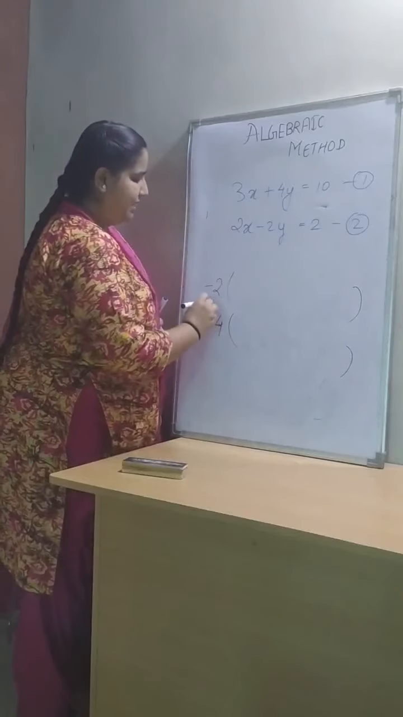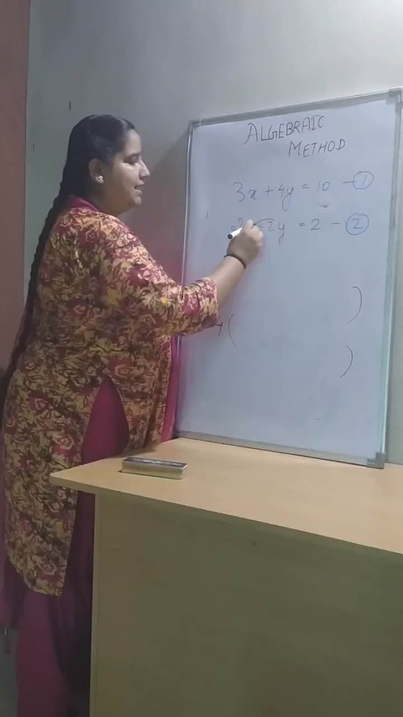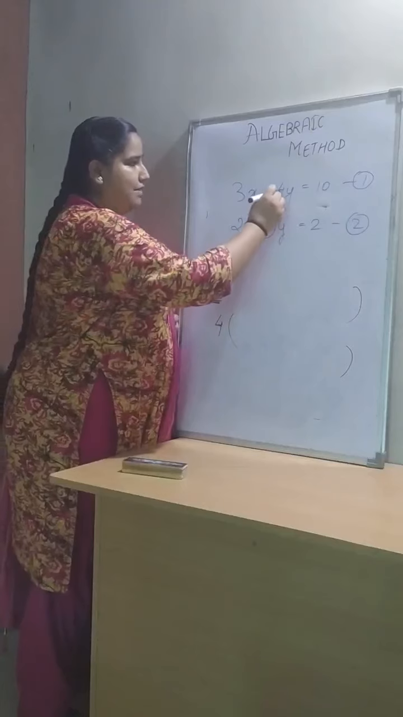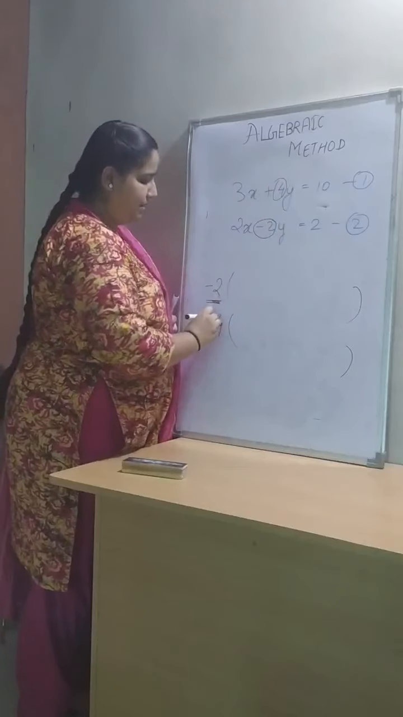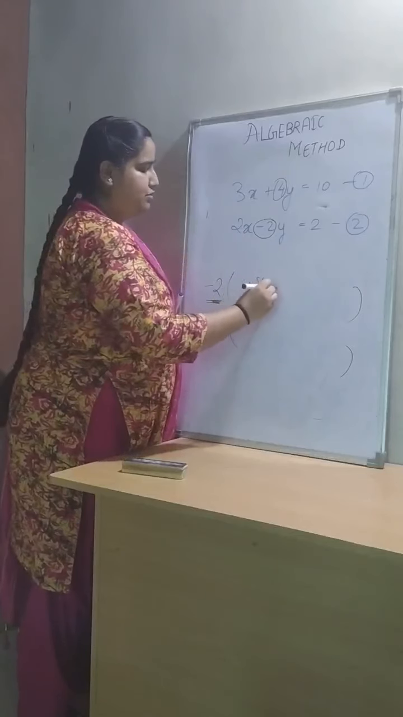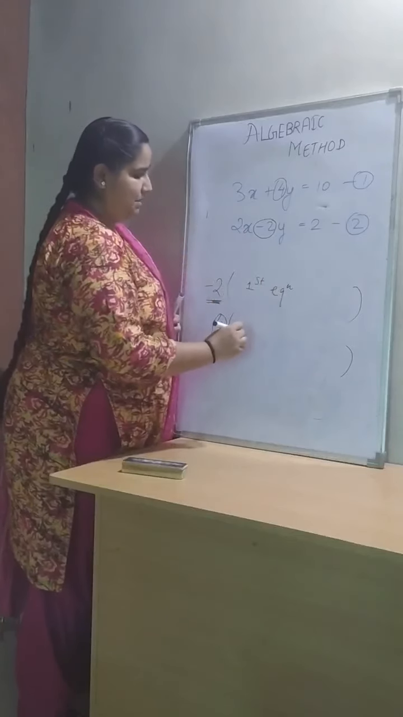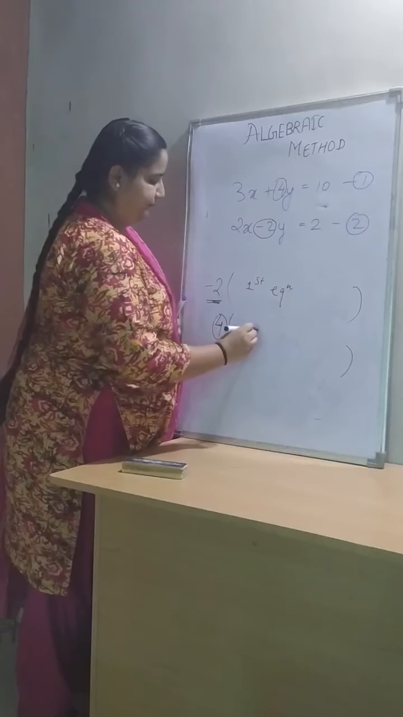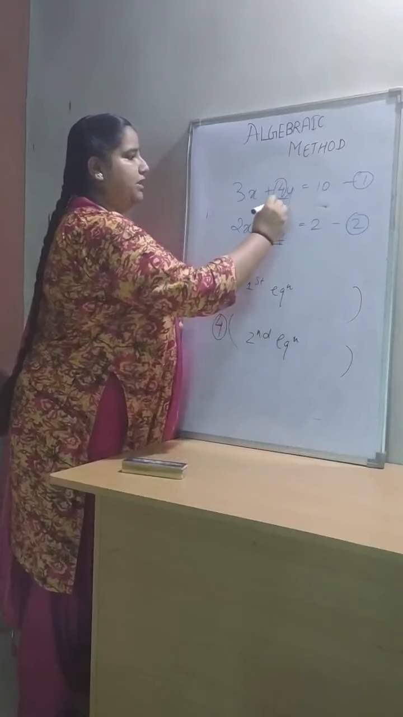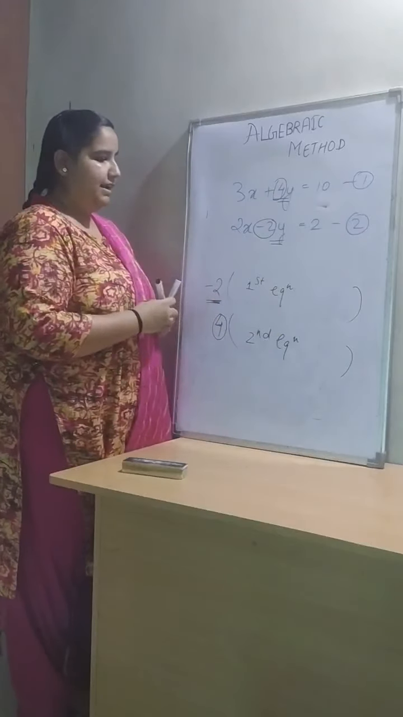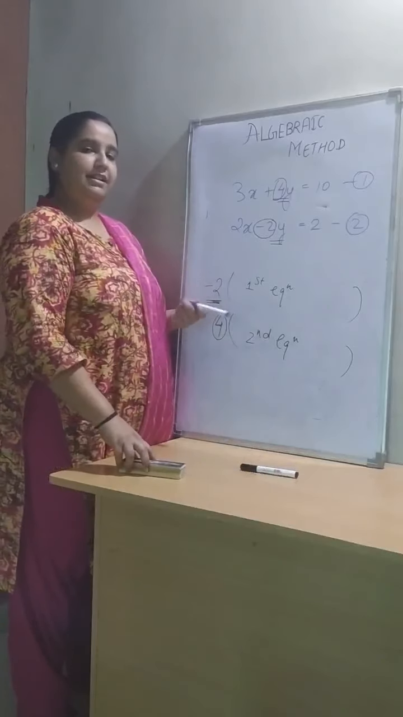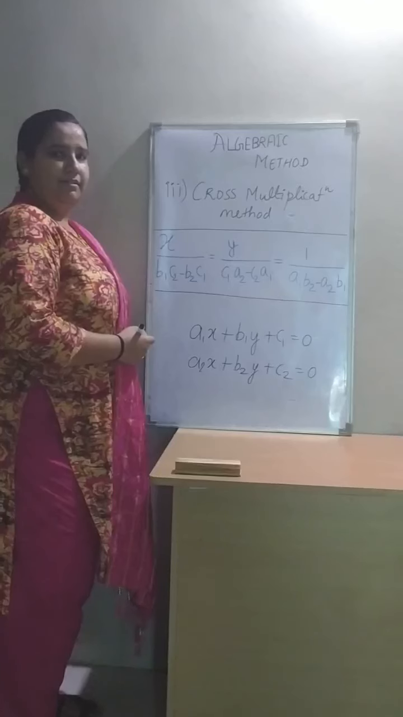Why am I multiplying by minus 2 here? Because the coefficient of y in the second equation is minus 2. Therefore I am multiplying minus 2 here, and the coefficient of y in the first equation is plus 4, therefore I am multiplying plus 4 here. The first equation is being multiplied by minus 2 and the second equation by plus 4, so that we will get similar y in both equations. Then this y gets eliminated, and in a similar way we have solved this problem. In that same way you can solve this particular problem.